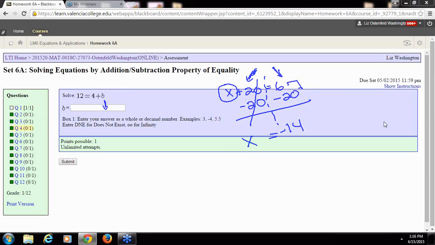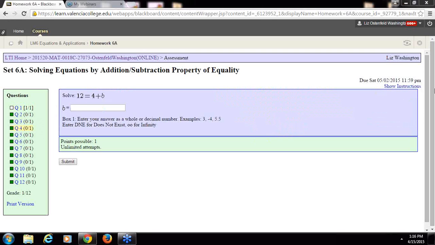I'm just going to keep skipping around here. Same thing on this problem. You want to use the rules of equality. You always use the opposite operation to move a term from one side to the other. So again, if this is my variable and this is the one that I want to get by itself, I have to get rid of this 4. Since the 4 is being added to the b, the only way to get rid of it is to do the opposite, which is minus.